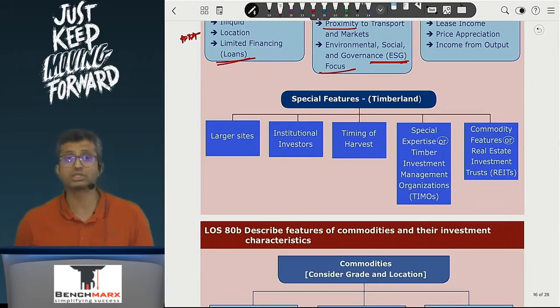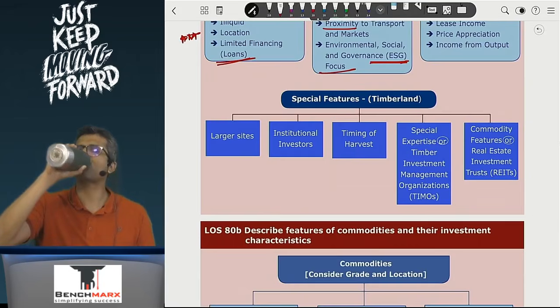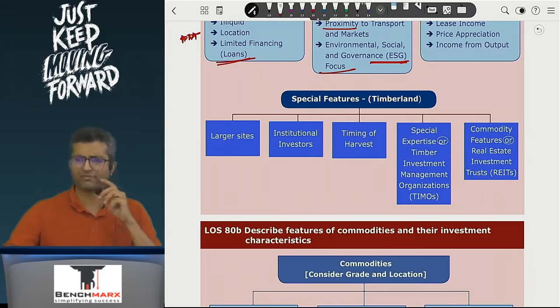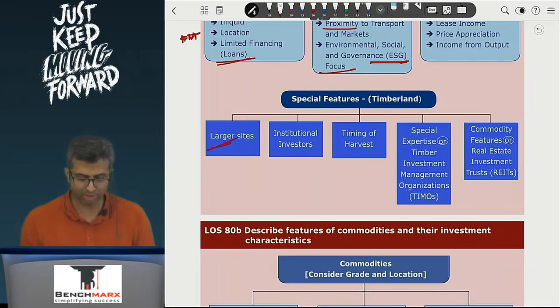Now, special features of a timberland are, usually a lot of times farmlands can be owned by institutional investors, but most of the farmland is owned by individual people. But timberland largely can be held by a lot of institutional investors. The ticket size is quite large. It is bigger than a smaller farmland.